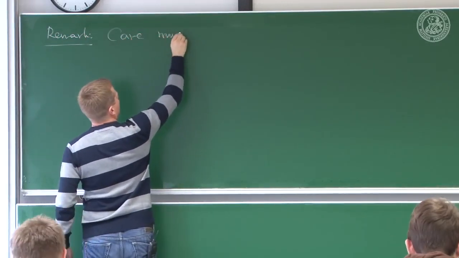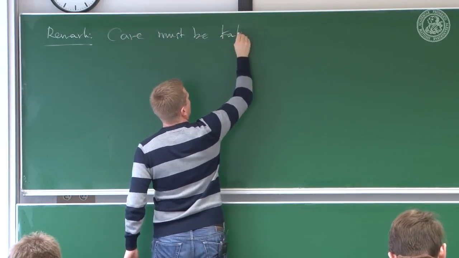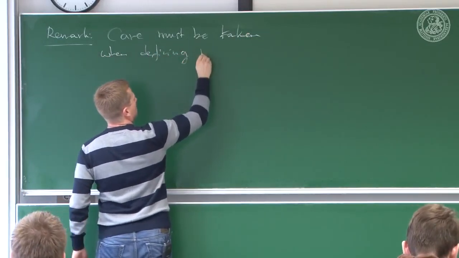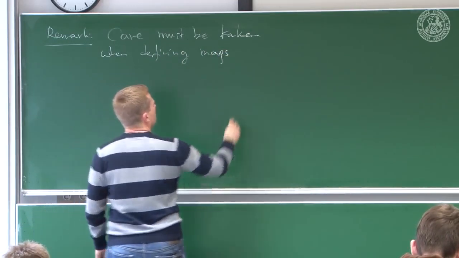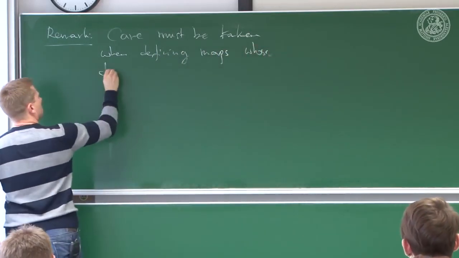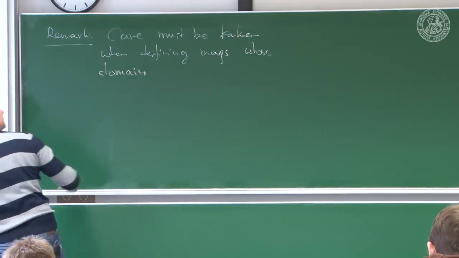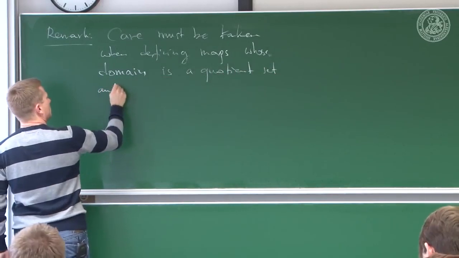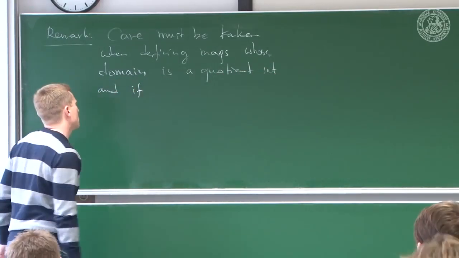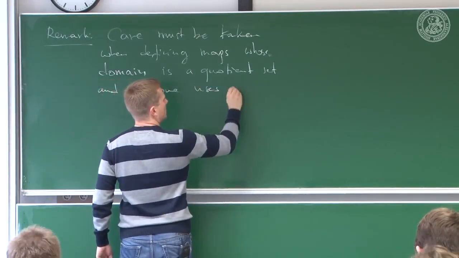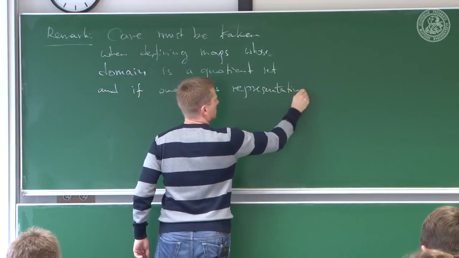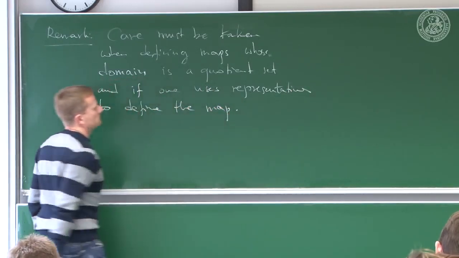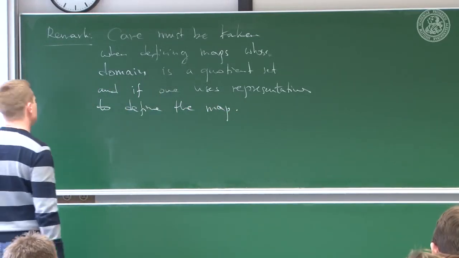Care must be taken when defining maps whose domain is a quotient set, and if in this case one uses representatives to define the map. Okay, what do I mean by this mysterious remark?